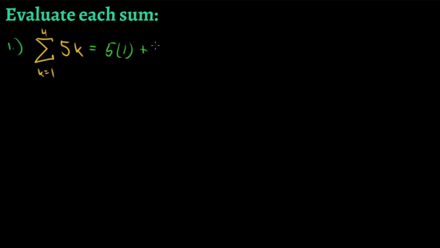The next term, ano ba yung sunod sa 1? Papunta tayo ng 4. Ano yung sunod sa 1? That will be 2. So, that will be 5 times 2. 5k. This time, k is equal to 2. Next term is 5 times 3. Hanggang sa maabot natin yung ating upper limit, which is 4. k equals 4. Simplify natin yan.